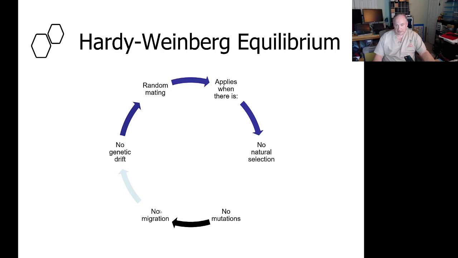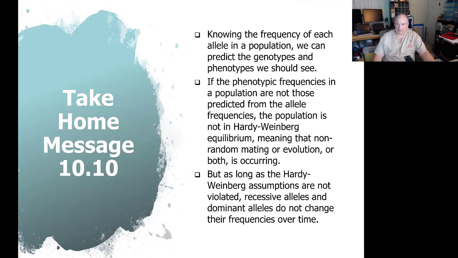So, no mutations, no migration, no genetic drift. Random mating applies when there is no natural selection. And so this is basically the corollary to the Hardy-Weinberg: if you don't have those conditions that satisfy the natural selection, then you can't satisfy it, so there was no natural selection occurring. That's kind of obvious. I mean, it's kind of silly, but anyhow.